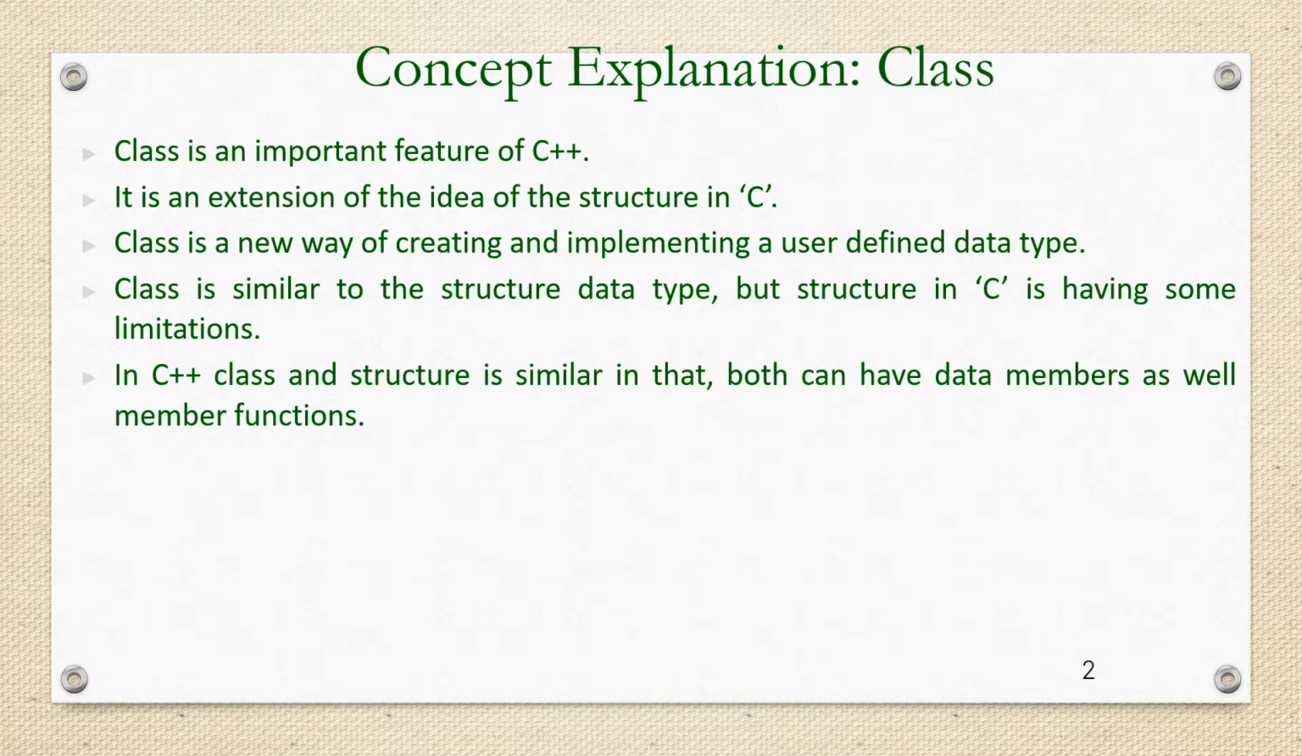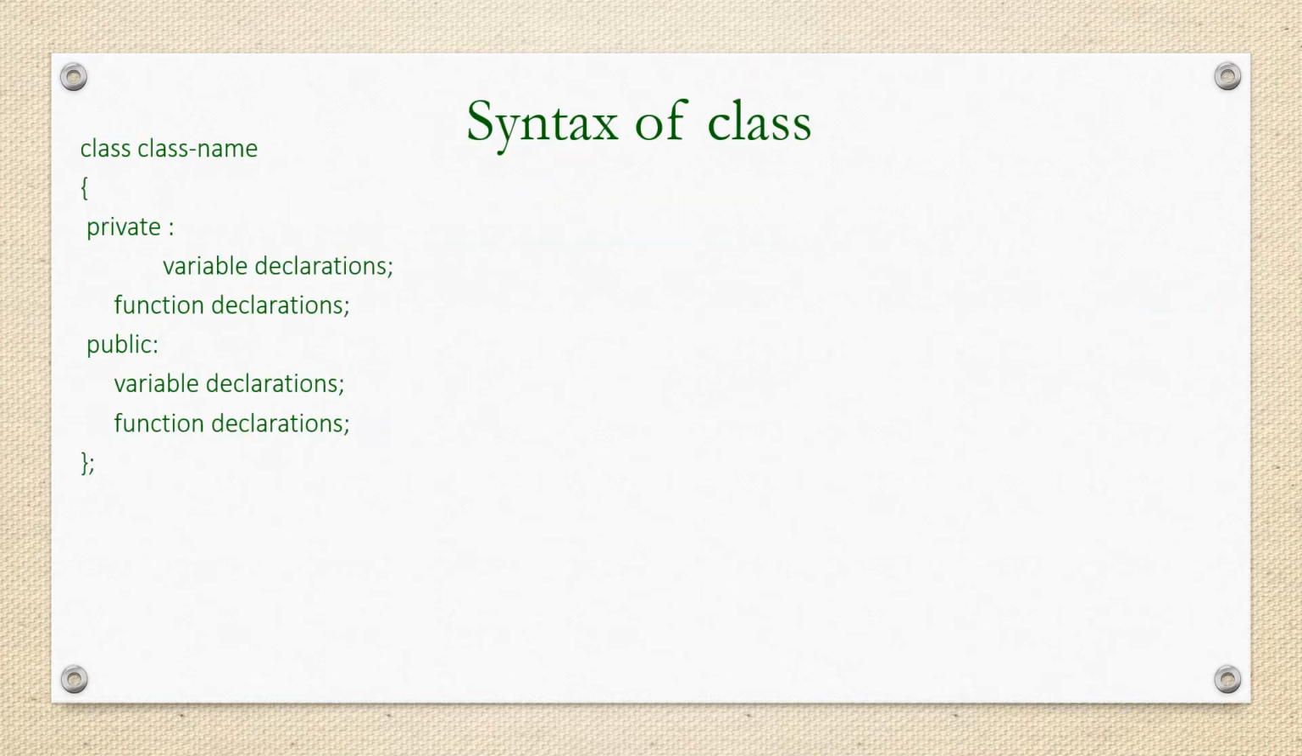Class is a similar structure type, but structure in C has some limitations, right? And that limitation is nothing but your data hiding part. So the syntax of class: class name, private, that is the access specifier, then variable declaration, that is your normal variable declaration, function declaration, how to declare the function, then public colon. Private and public both are the access specifiers. And how will you write the access specifiers?